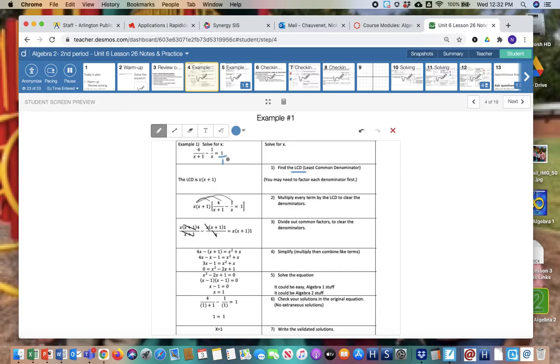Now, in this case, there's no factoring to do. So what are we going to do? You're going to write down whatever's in the first denominator. It doesn't matter, anything that's there other than 1. So in this case, it's x plus 1, so we write that down.